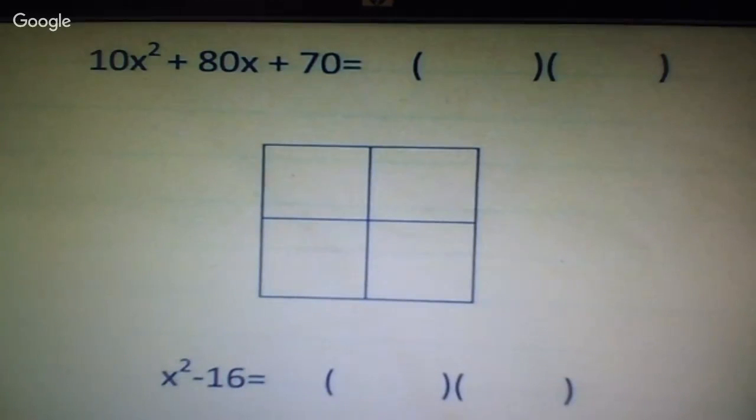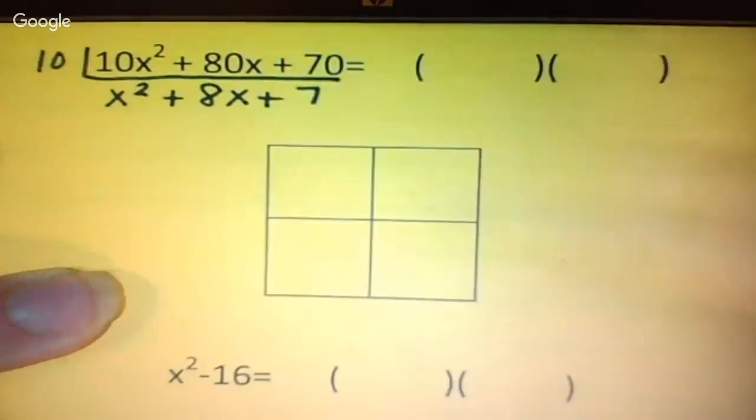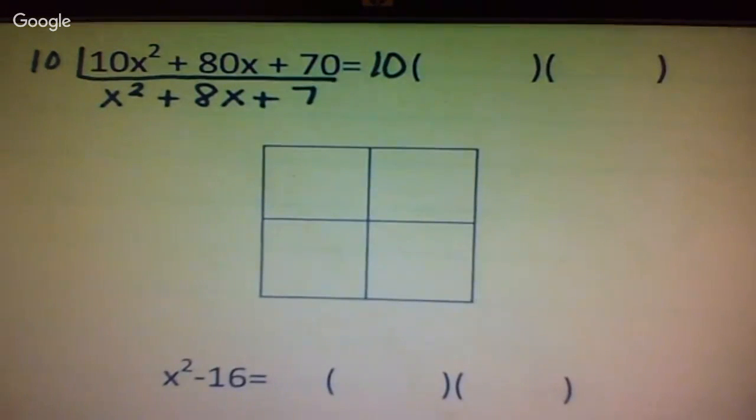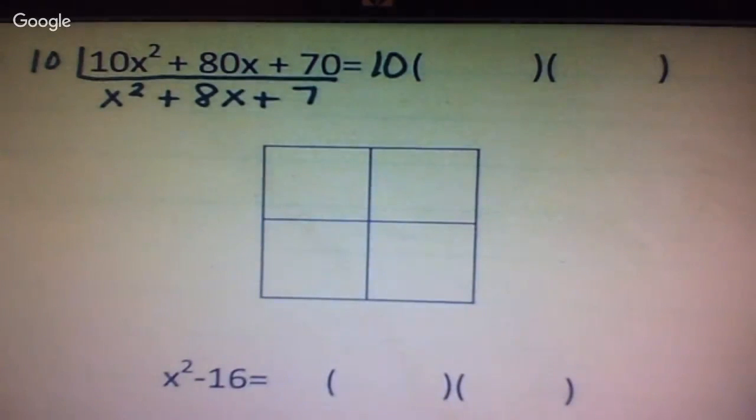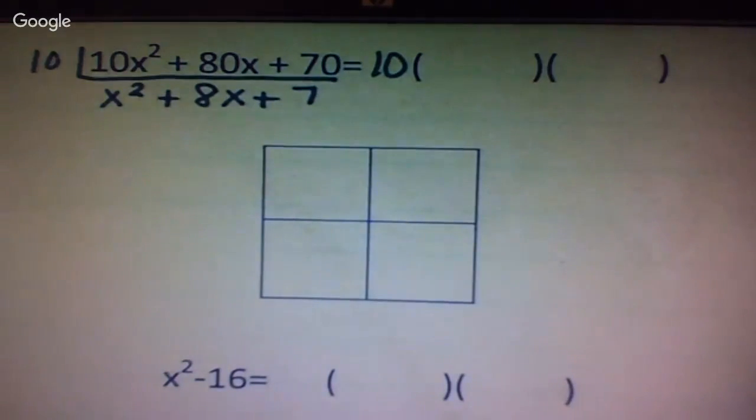Okay. All right. We've got 10x squared plus 80x plus 70. I can pull out a 10 at first. Okay. So when I pull out a 10, that leaves me with x squared plus 8x plus 7. I'm going to move my 10 over right now so I don't forget about it. Don't forget, when you pull that greatest common factor out, it needs to go in front of both sets of your parentheses. Okay. So I moved mine already.